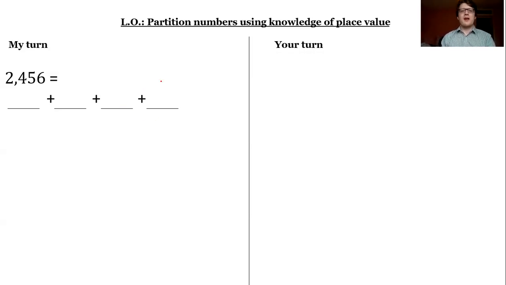So let's get going. Today we're looking at partitioning numbers using our knowledge of place value. Remember, partitioning just means that you're splitting a whole up into parts. So if we take this number here, for instance, well, I've got my ones column and my tens column and my hundreds column and my thousands column. So I've got 2,456. And we can partition that using place value by saying, well, this is the same as 2,000 and 400, 5 tens, and 6 ones. So I've just split up this number into the place value columns, thinking about the value of each digit.